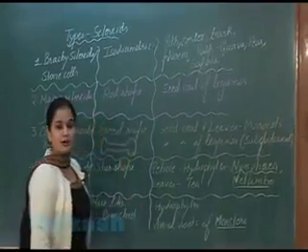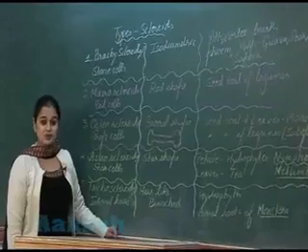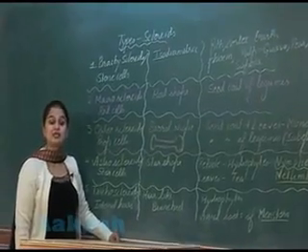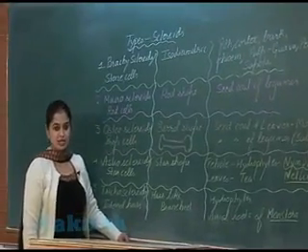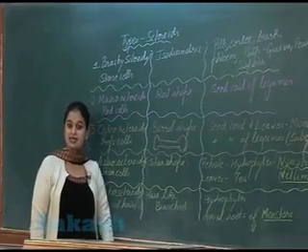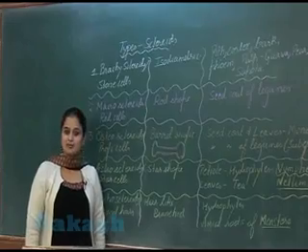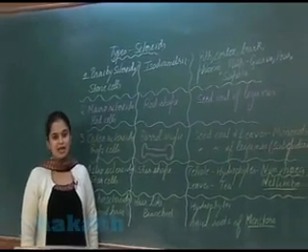So this is all about the different types of sclereids. With this, we have finished the types of the simple permanent tissue. Here we have studied parenchyma, collenchyma and sclerenchyma. Now I will be dealing with complex permanent tissue, that is xylem and phloem.